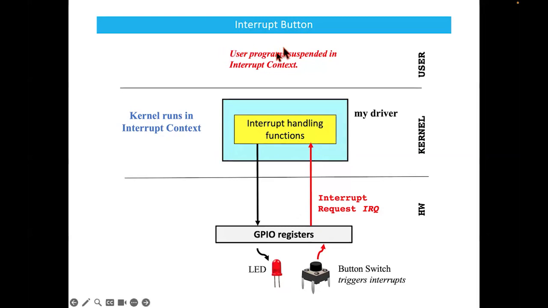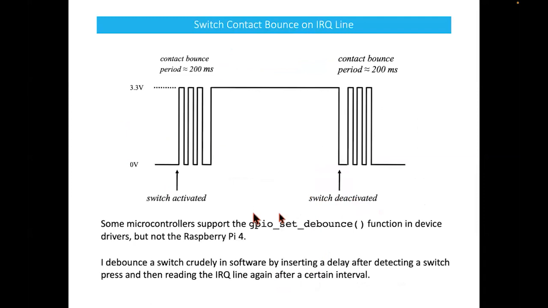So all user programs are basically suspended in that sort of context. Now, one of the issues we've got with a push button switch, I've got a very crude switch here. It's a very cheapo thing. So when you press it, the contacts bounce around a lot. And the Raspberry Pi 4 doesn't have a debounce function in it. It doesn't support one anyway. So you can either do the debouncing in hardware or you can do a simple sort of crude software mechanism, which is what I've done really.